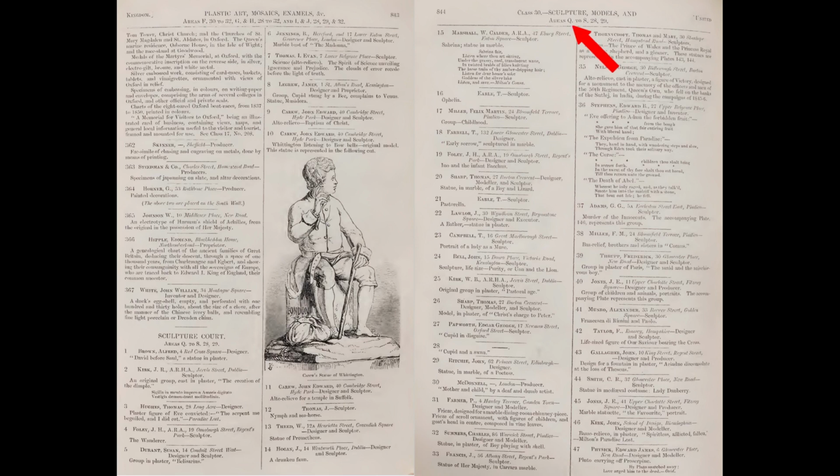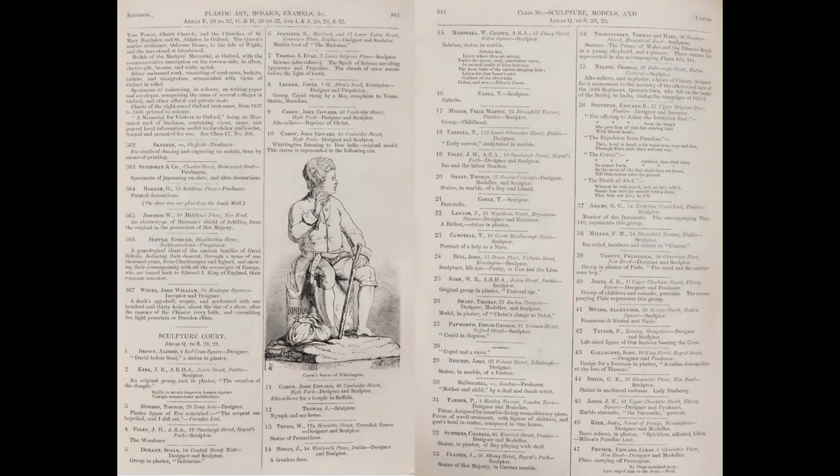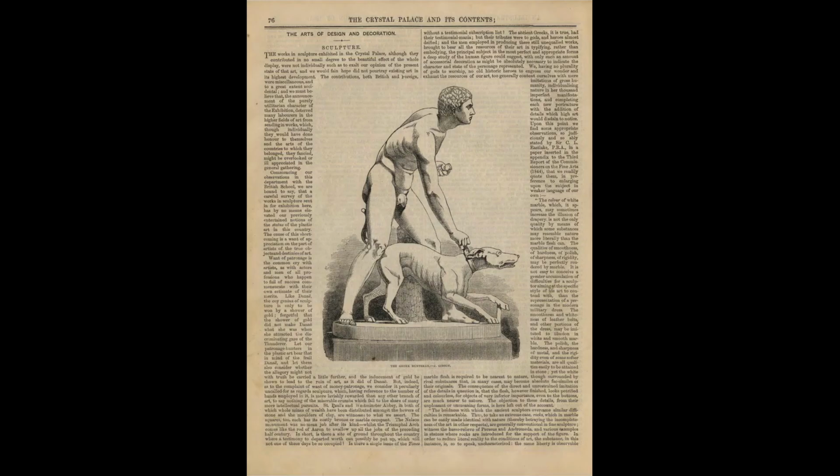Note the class and cell references at the top of the page: Class 30, Q to S, 28 and 29. This matches the plan we saw earlier, which labels these cells as 30, Sculpture Court. Some of these sculptures have illustrations in line, such as this illustration of Whittington by John Edward Carew. Others are illustrated elsewhere, such as John Gibson's The Greek Huntsman. There are even a small number of photographs, which can reveal a huge amount of information.